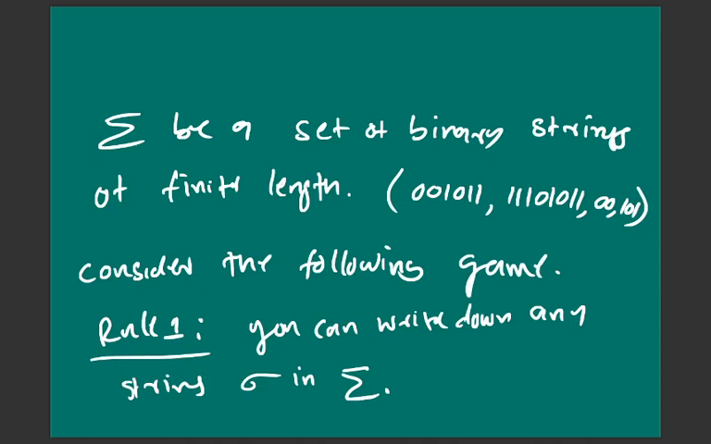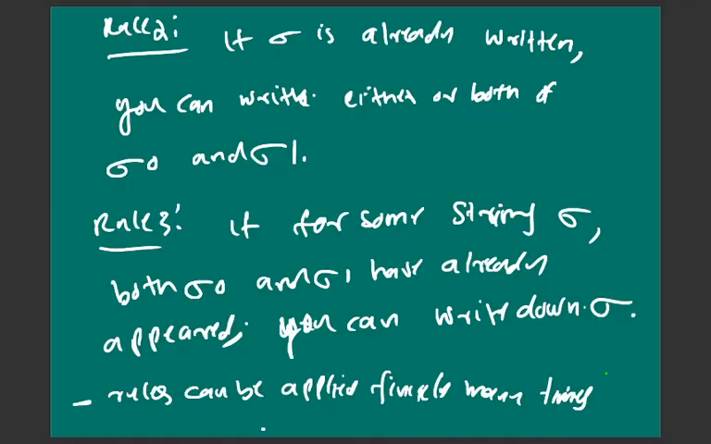Once you fix a sigma, consider the following game. Okay, so the game has the following rules. Rule 1 says that you can write down any string small sigma in sigma. So whatever is there in the given set, I can immediately write it down. Right, that is the first rule. Now, suppose I have already written down a string, let us say sigma. Then I can write sigma followed by a 0 and sigma followed by a 1. Right, either one or both I can write. Okay, if I write sigma, then I can write sigma 0 and sigma 1.